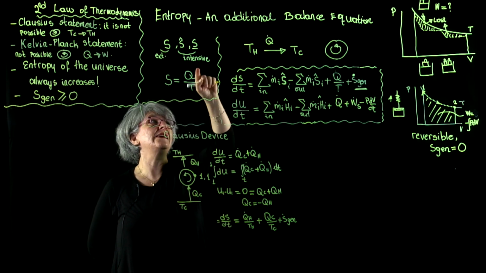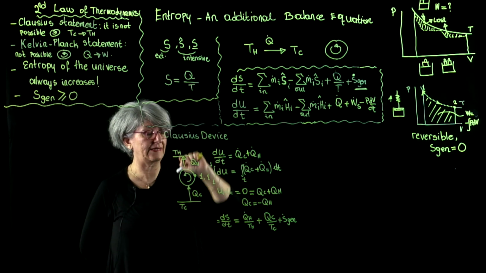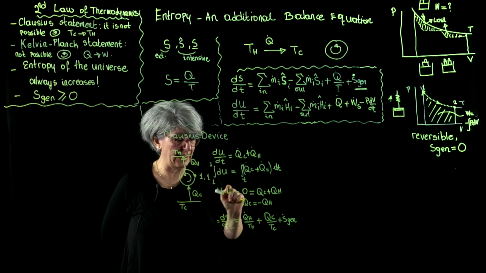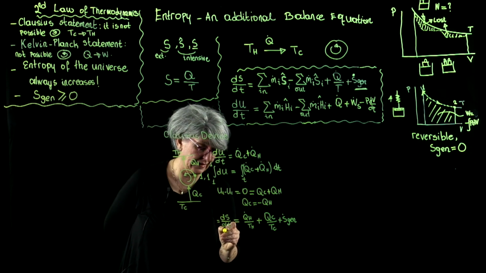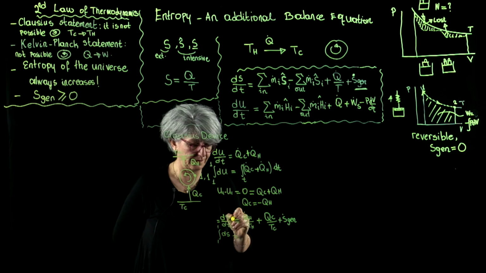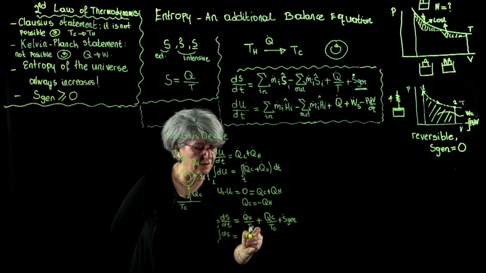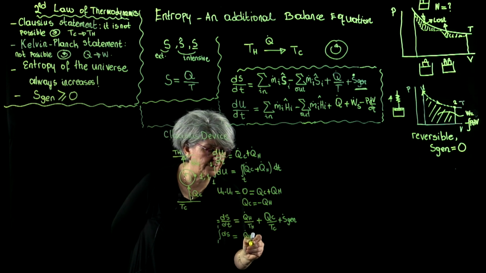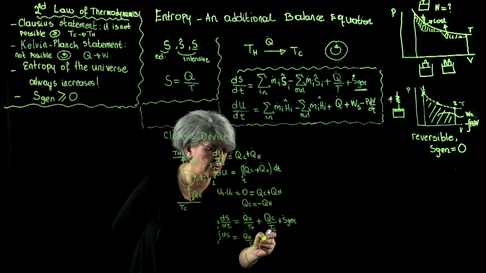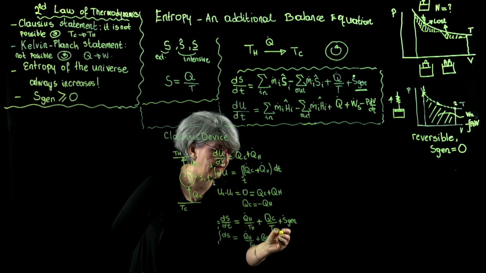Entropy is a state variable. Let's integrate. dS between states 1 and 1 is equal to Q hot over T hot plus Q cold over T cold plus S generated.